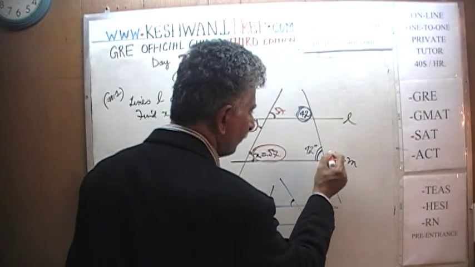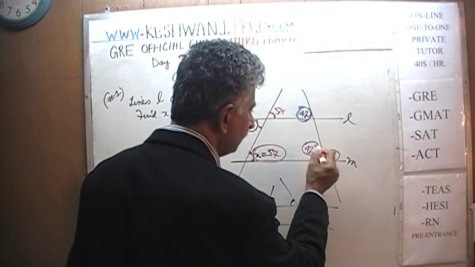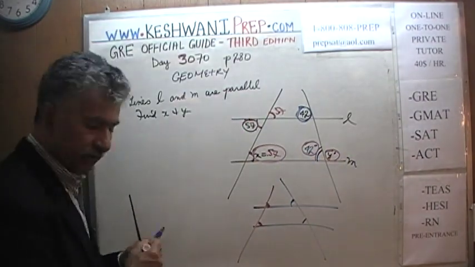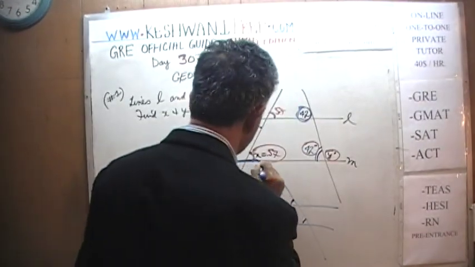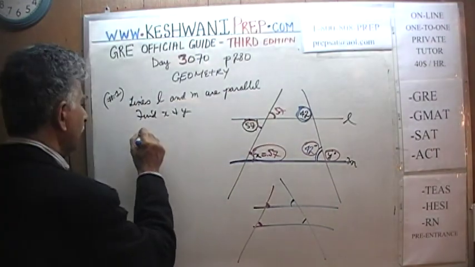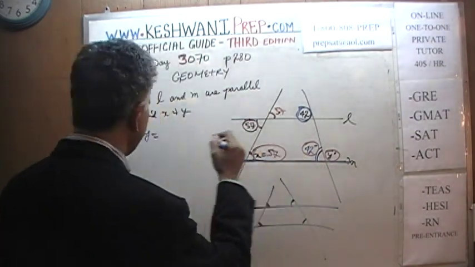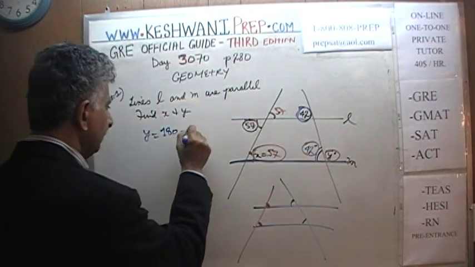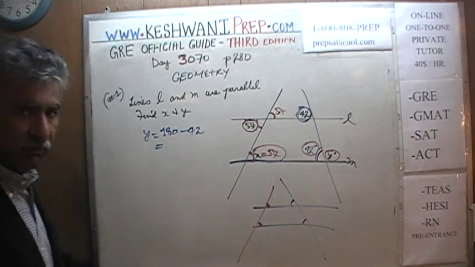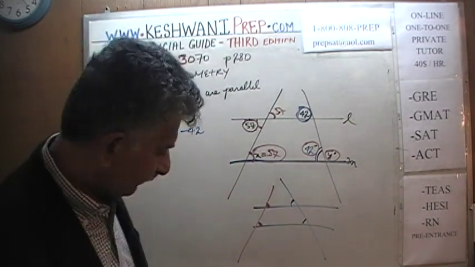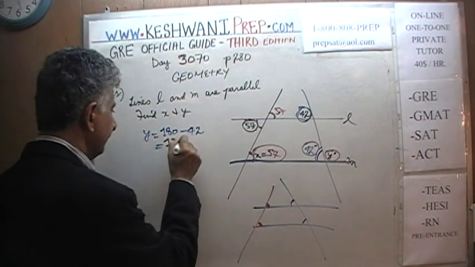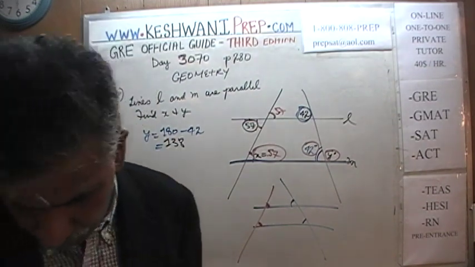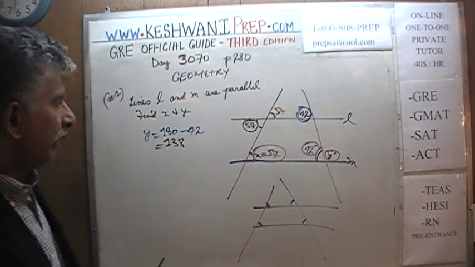What about y? How much is y? Well, if this is 42, then y is simply going to be 180 minus 42, because this is a straight line. 180 minus 40 would have been 140, so it's just going to be 138. That's it. I think we made too much fuss about it. Let's move on.